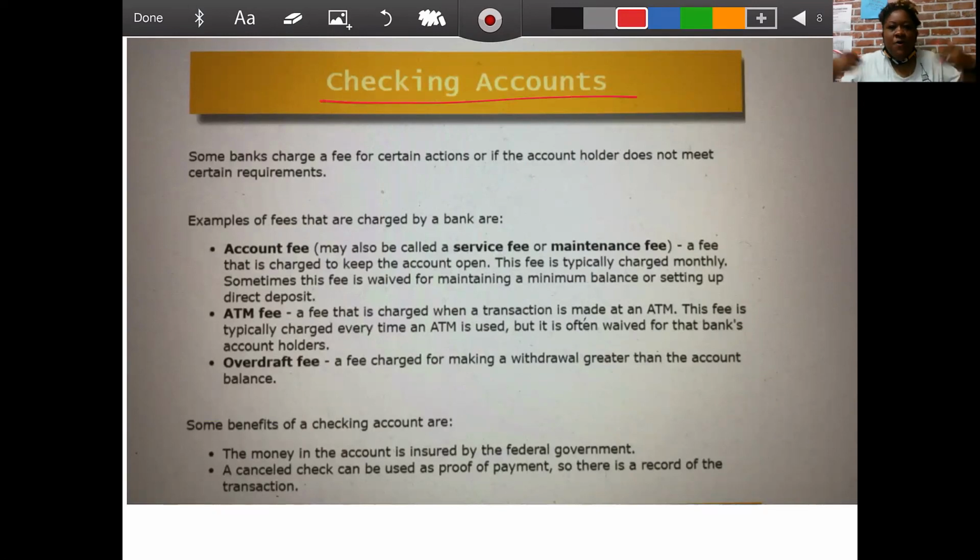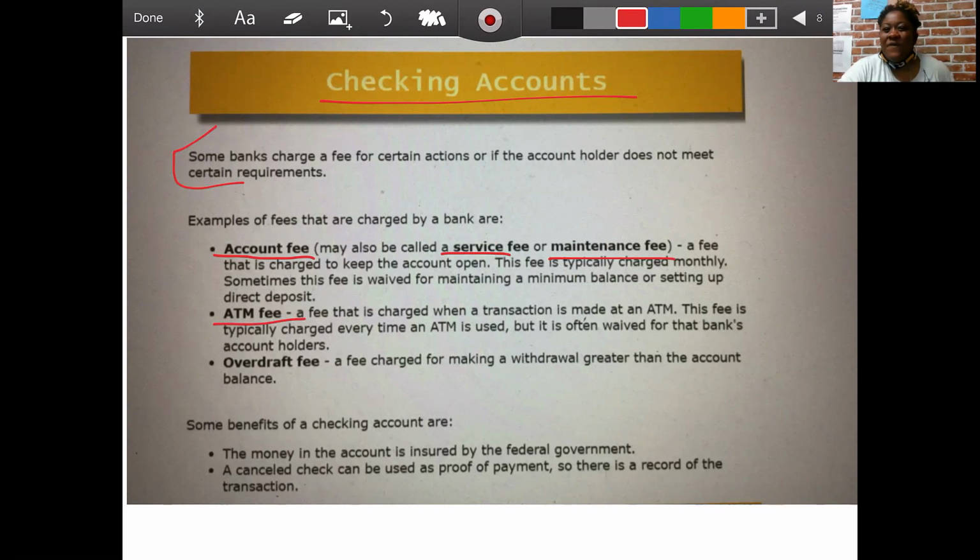So a checking account, hopefully you know what that is. If you go to the bank, you have a checking account, savings account, that type of thing, okay? And some banks charge a fee. If they charge a fee, that's called an account fee, okay? A service fee or maintenance fee is usually monthly. So write that down. They may charge you a monthly account fee. All right, let's keep moving. It just takes care of the account. It's just a way for the bank to generate some revenue, basically.